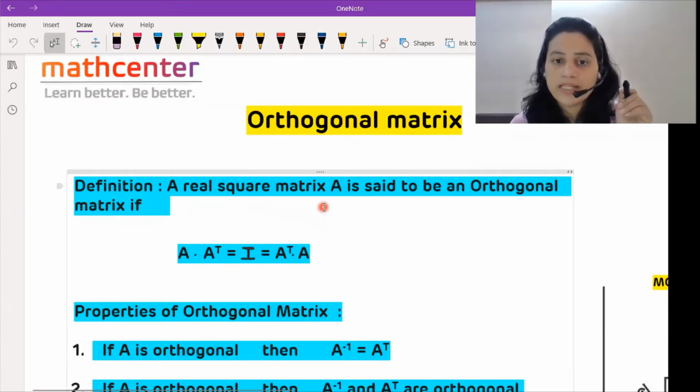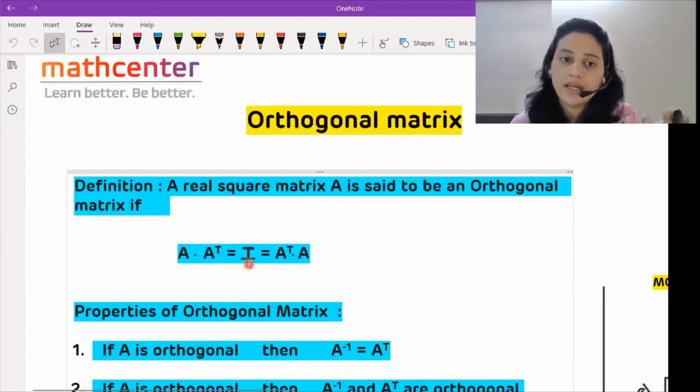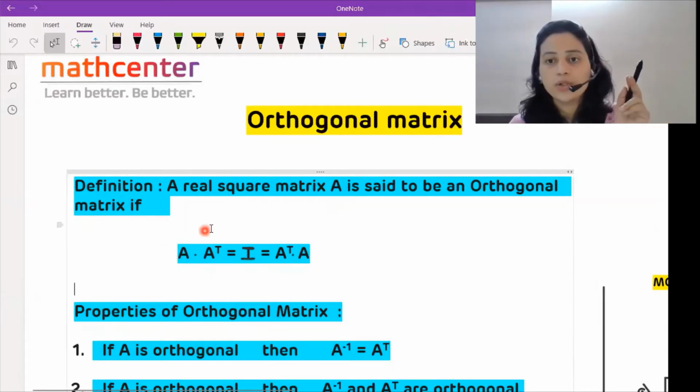A real square matrix A is said to be an orthogonal matrix if it satisfies this condition. What is this condition? A into A raised to T, that means the product of the given matrix A and its transpose, A raised to T. If this product gives us the identity matrix, then the given matrix A is called an orthogonal matrix. Is it clear? If the product of the given matrix and its transpose gives us the identity matrix, then that matrix A is called an orthogonal matrix.